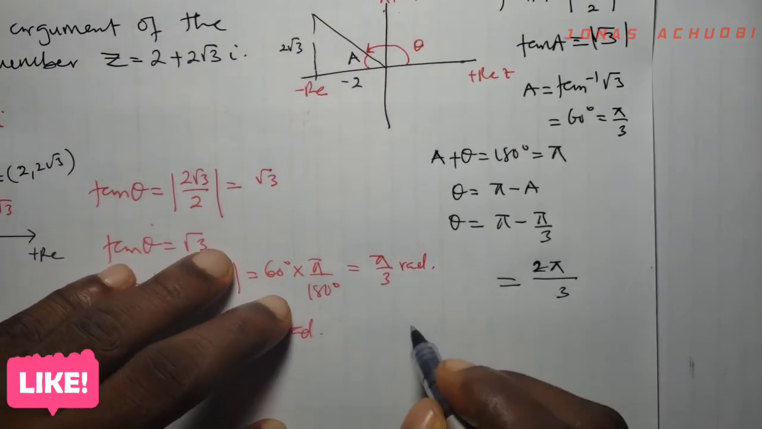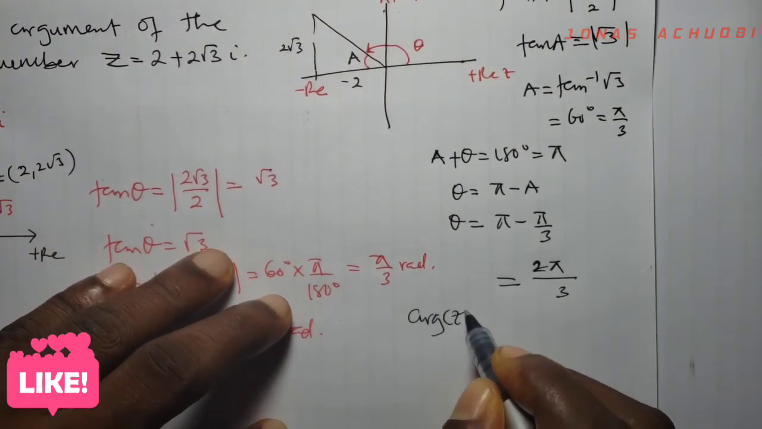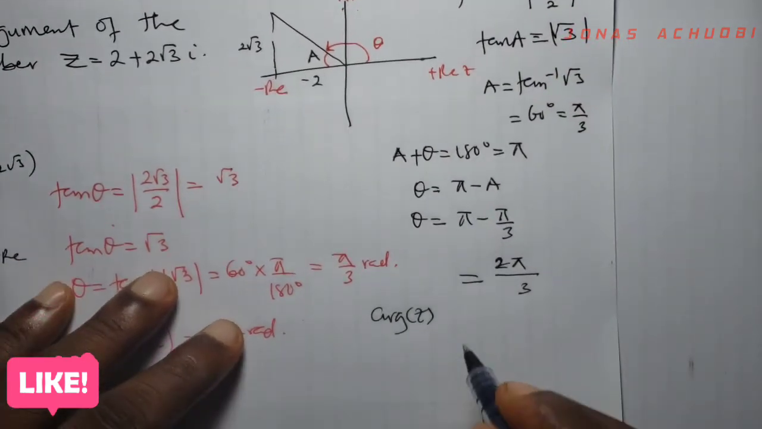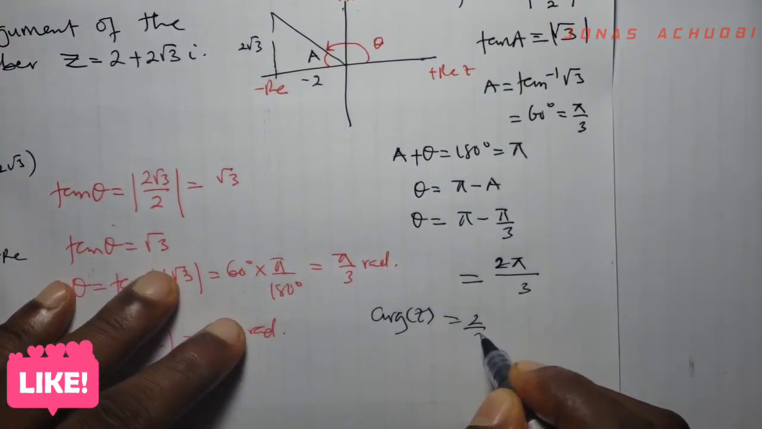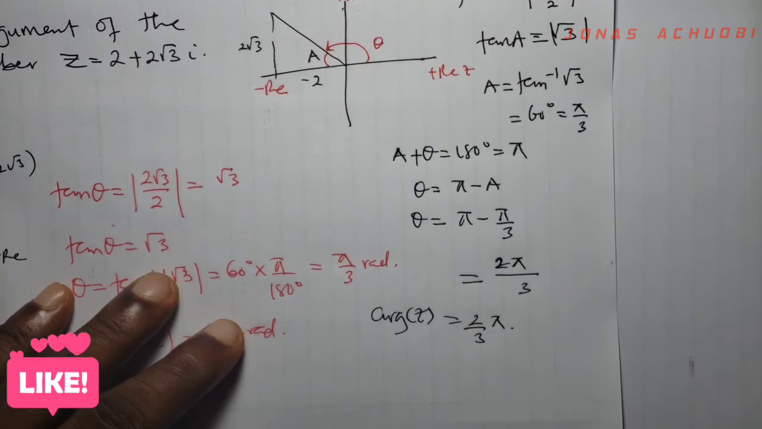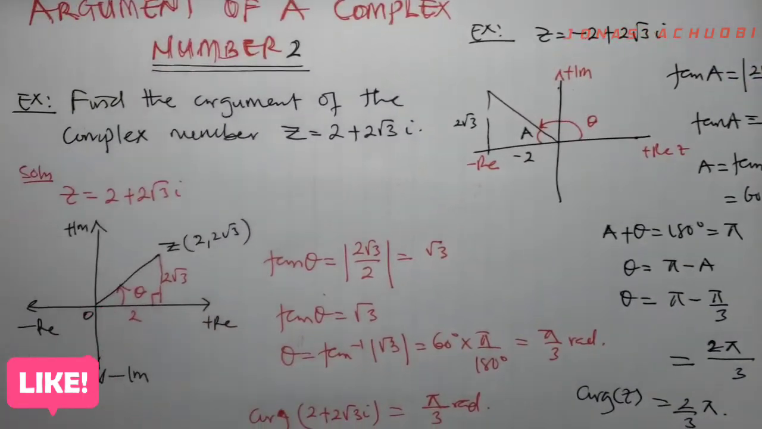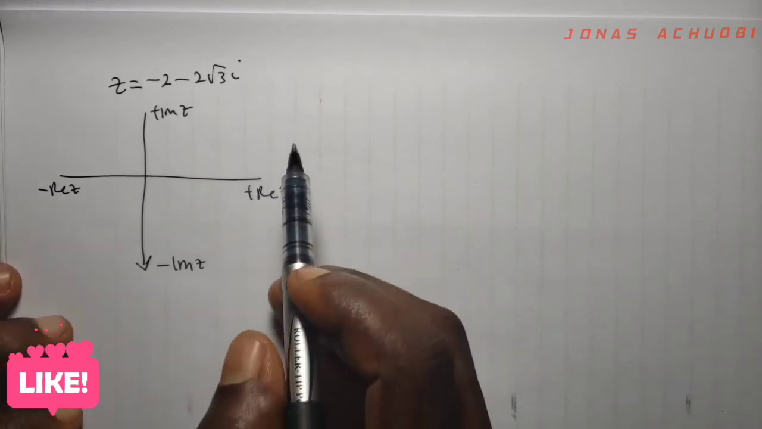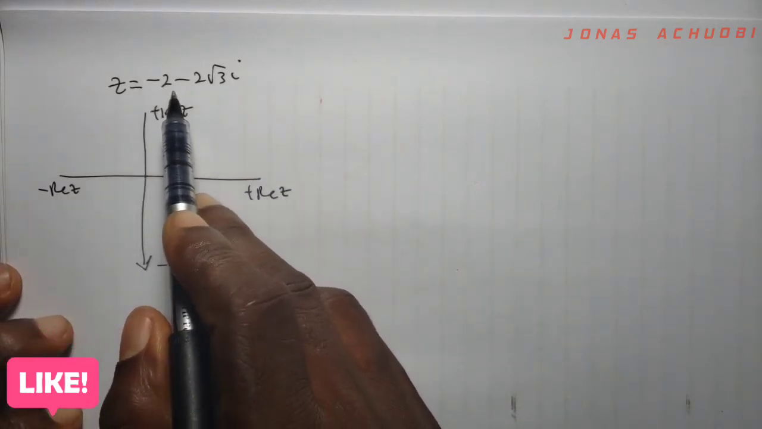So the argument of that complex number, the argument of z, where z is minus 2 plus 2 root 3i, is nothing but 2 over 3 pi. So let us see what happens if the complex number is found in the third quadrant. So z equals minus 2 minus 2 root 3i.